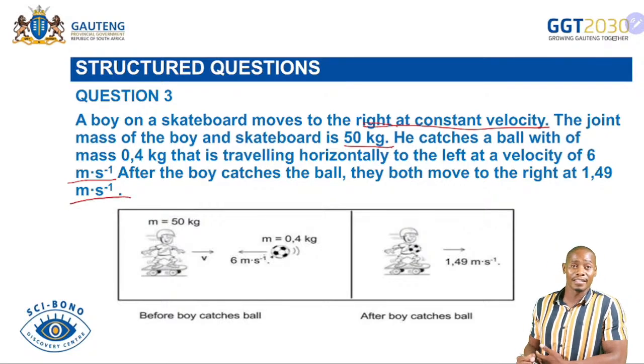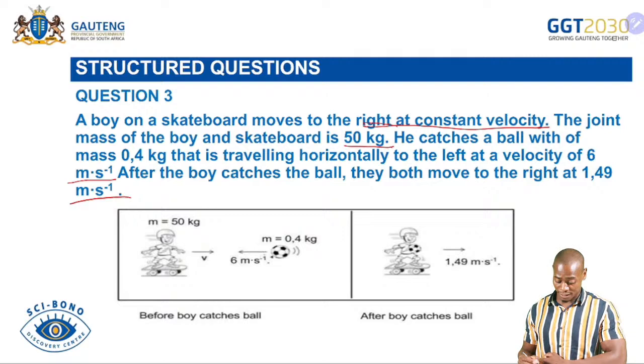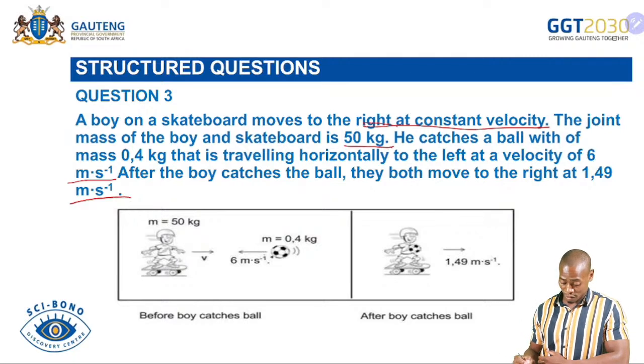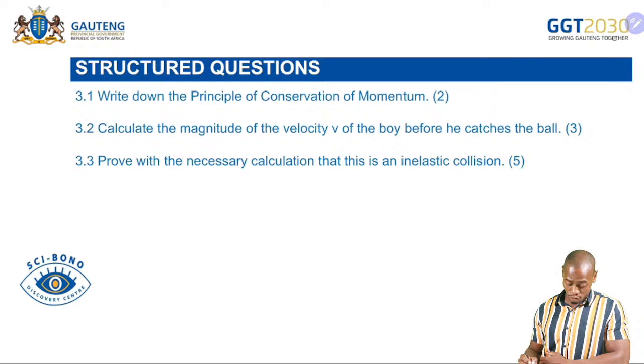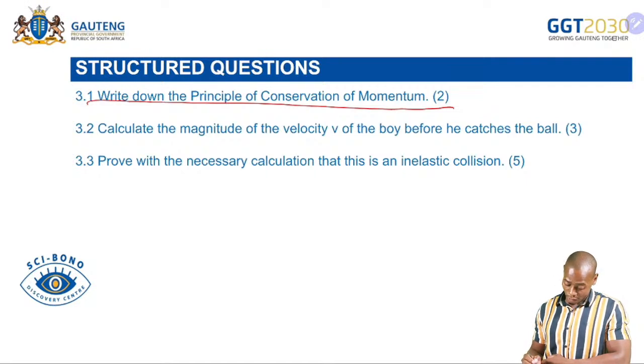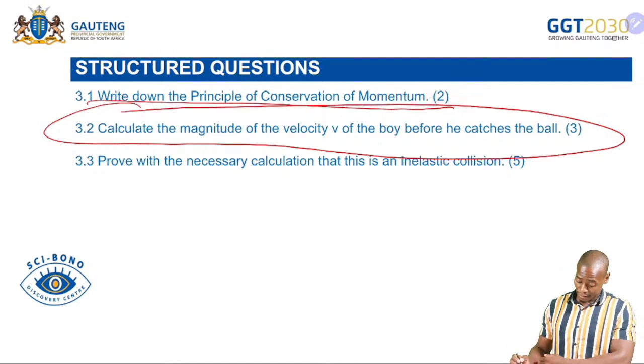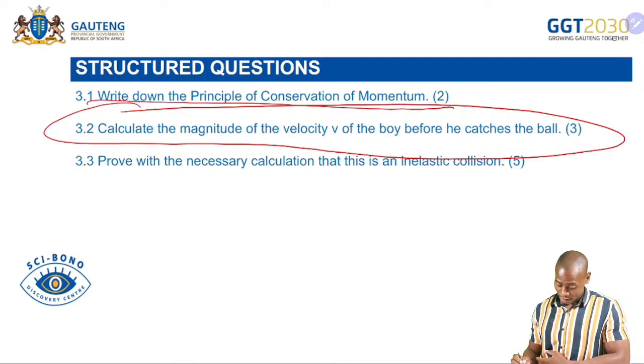So this is an example of scenario number 2, where objects are moving at different velocities before collision, but after collision they're moving as one. Write down the principle of conservation of linear momentum in words: in an isolated system, the total linear momentum remains constant. You can do that, and then calculate the magnitude of the velocity of the boy before he catches the ball.